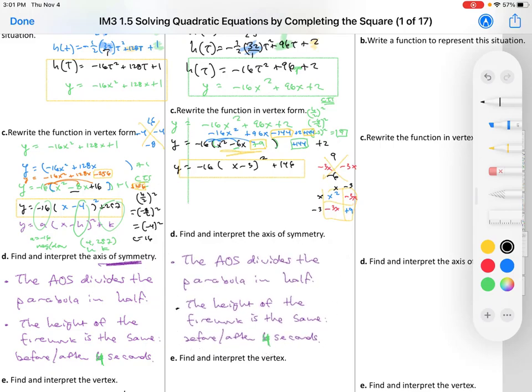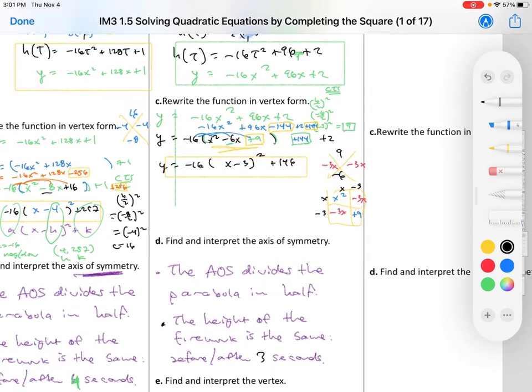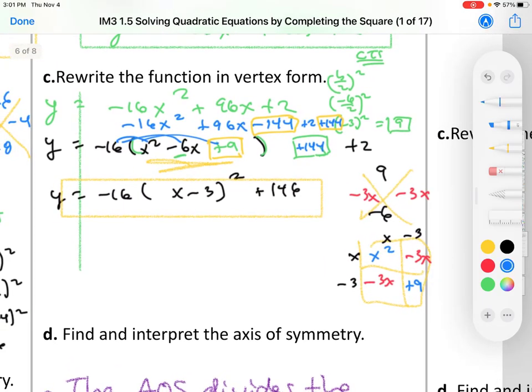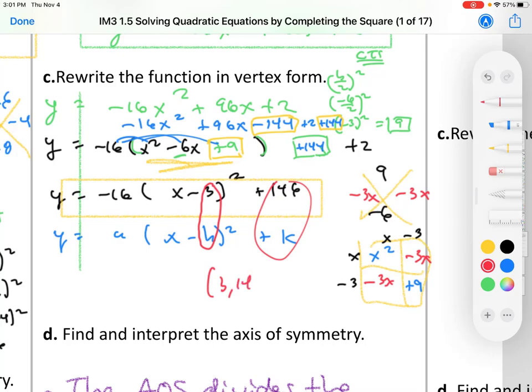What's the only difference for this one? It's the same after how much time? 1.5 seconds. Sorry, 3 seconds. Let's write the a(x - h)^2 + k, 146.